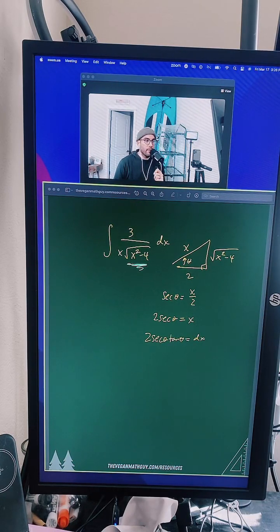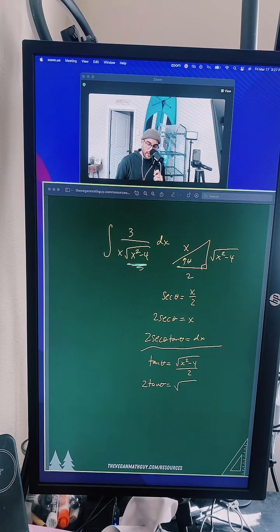Okay, that's helpful. And now we're going to do one other one. Tan theta is equal to, looking at the triangle, opposite over adjacent, so that's the square root of x squared minus 4 all over 2. So if we multiply the 2 to the other side, we get 2 tan theta is equal to root x squared minus 4. And now this is a perfect example. I think we are ready to go.